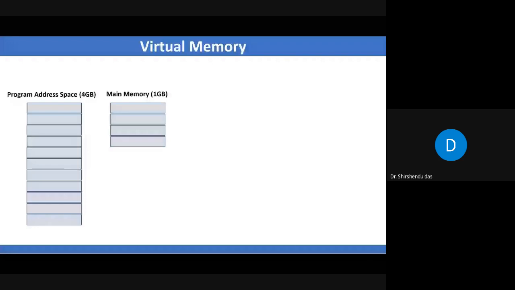So if there is a 4 GB memory, the byte addresses start from 0, so from 0 to 4 GB, any address you can use. For one program, your address space is 4 GB. And suppose in your desktop the RAM is only 1 GB. If you have only 1 GB RAM and the program address space is 4 GB, then how will you map? Suppose the first address is mapped here, the second address here, the third address here, the fourth address here. What about the other addresses? For those addresses there is no corresponding main memory, isn't it?